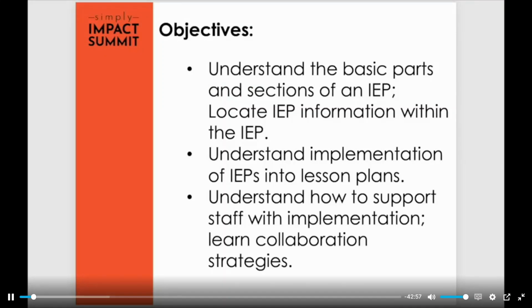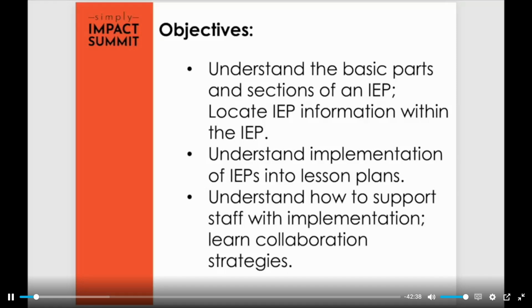I want you to be able to understand the basic parts and sections of an IEP. We're going to go through one together. I'm going to show you all of the things so you can locate IEP information within your students' IEPs. You're also going to understand implementation of IEPs and how to put them into lesson plans. And you're going to understand how to support staff with the implementation.